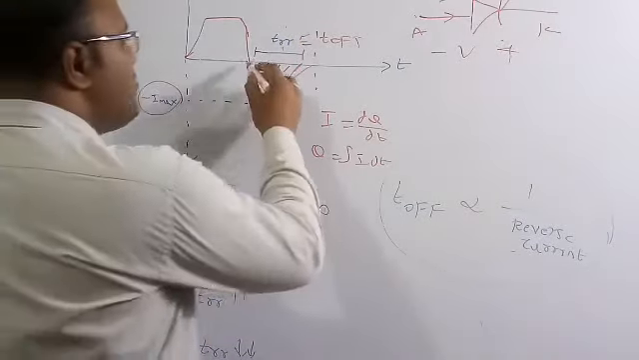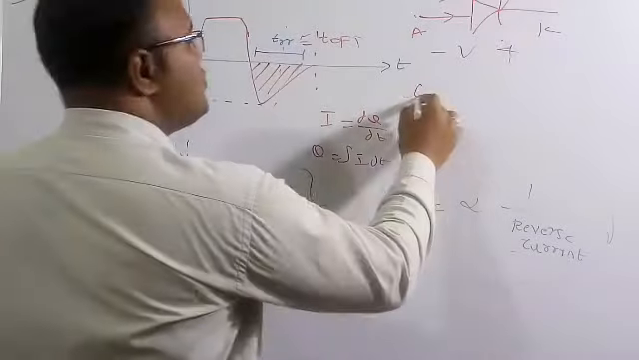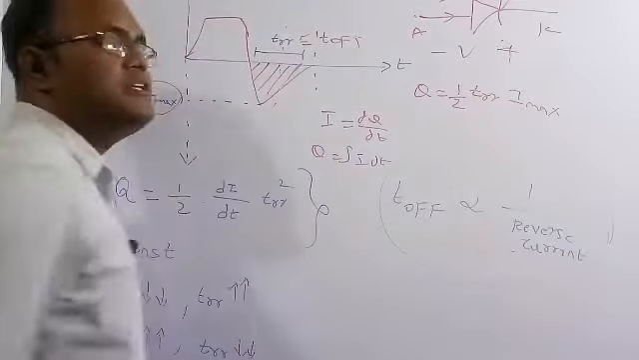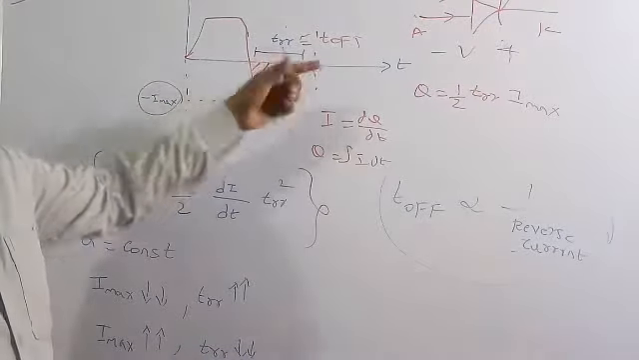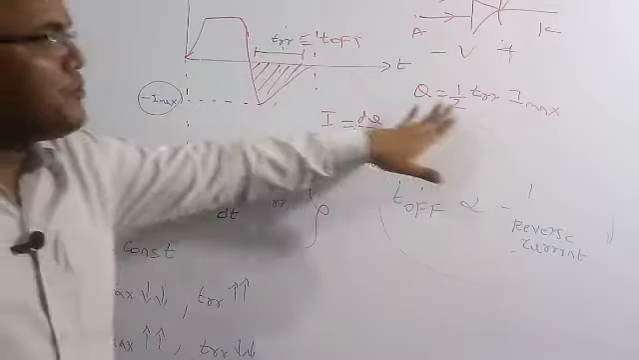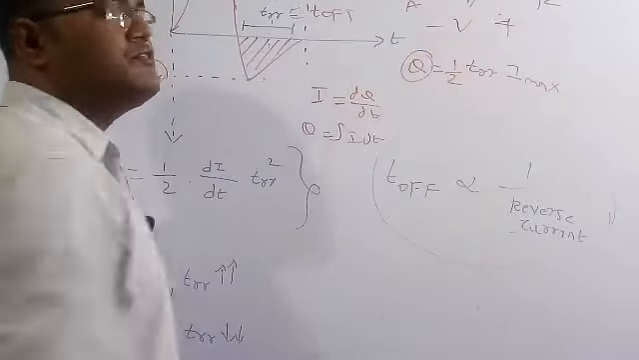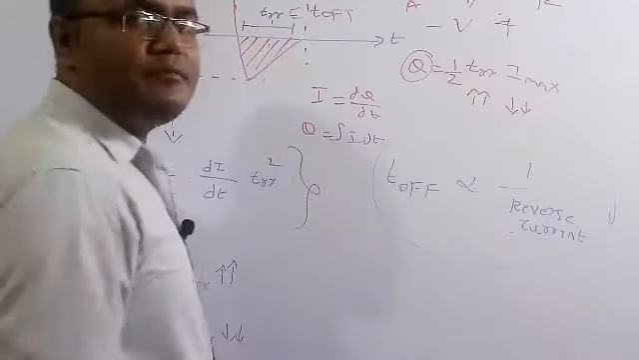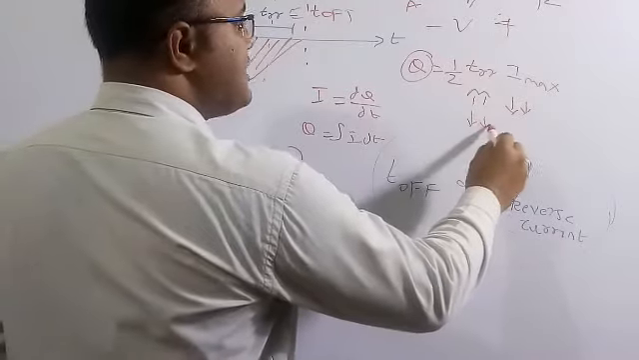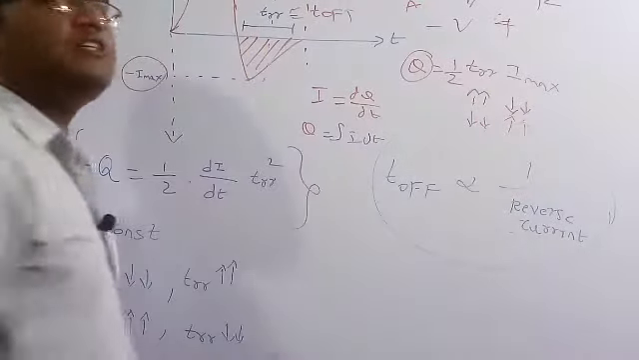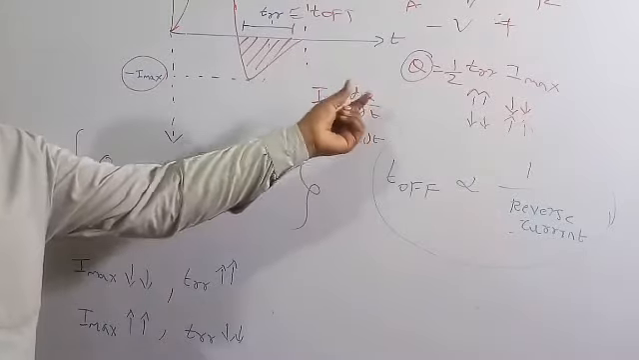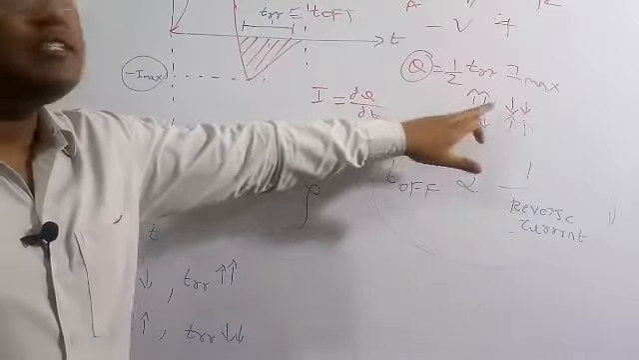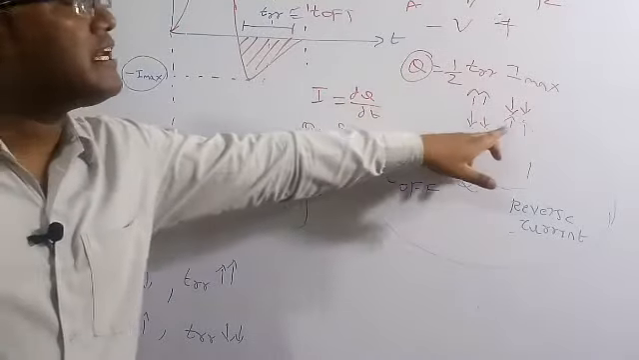Here the area, if I assume it is a triangle, then Q is equal to half into base into height. The base is T_RR and the height is I_max. If Q is constant and T_RR increases, then I_max decreases. Similarly, if T_RR decreases, then I_max must increase, because Q is constant. This constant amount of charge I need to remove very fast. So if T_RR increases, the current decreases, and if T_RR decreases, the current increases.